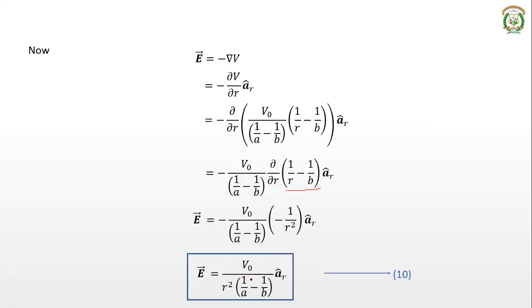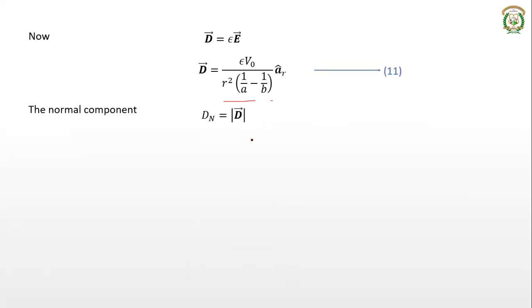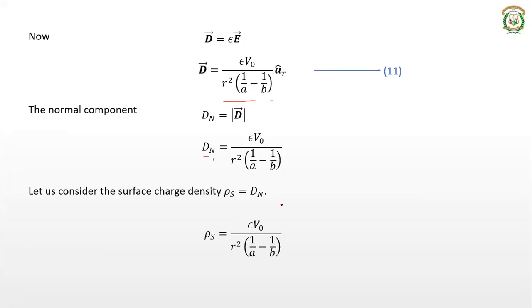From this electric field intensity, we can get the electric flux density by using D is equal to epsilon into E. Multiply epsilon with this E, you get D. Now, from this electric flux density, the normal component magnitude is epsilon V0 divided by R square into (1 by A minus 1 by B). This is the normal component Dn. Then equate this normal component to the surface charge density rho s. So rho s is epsilon into V naught divided by R square into (1 by A minus 1 by B).